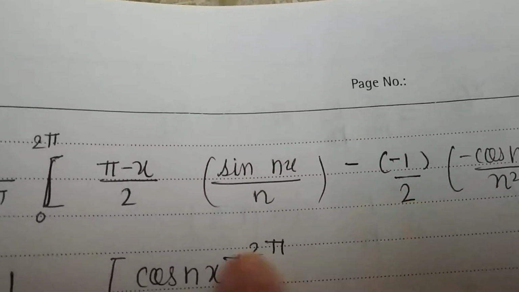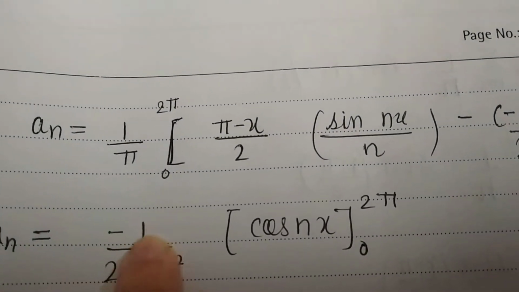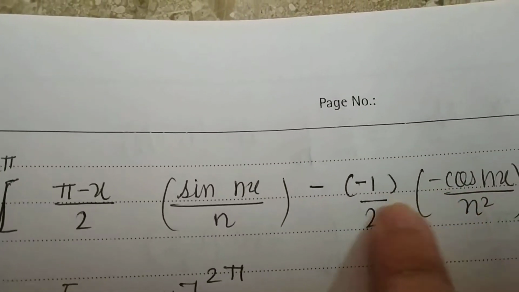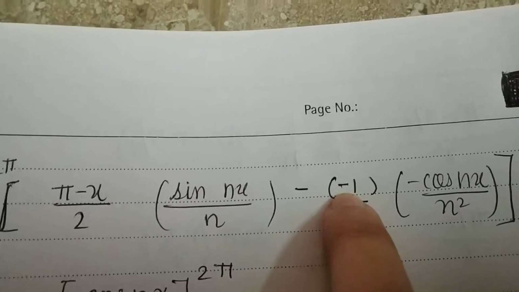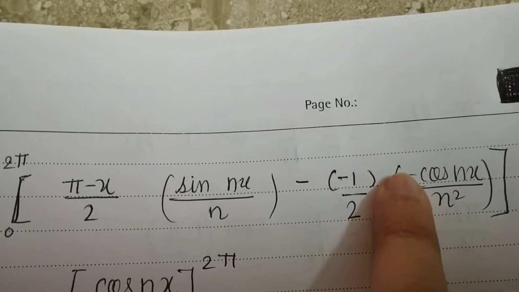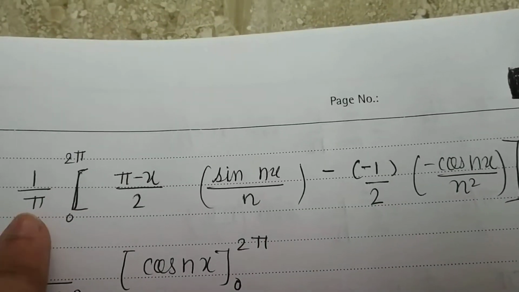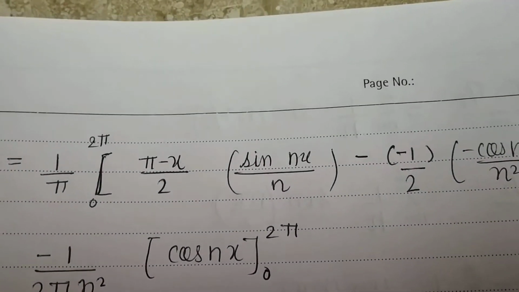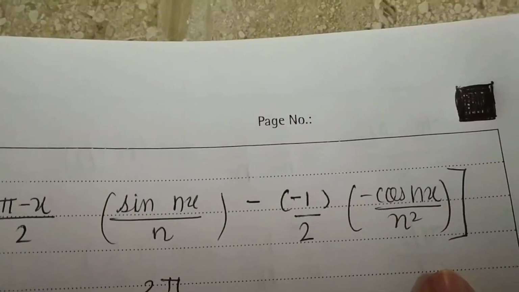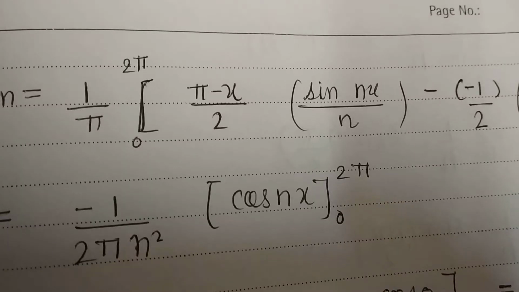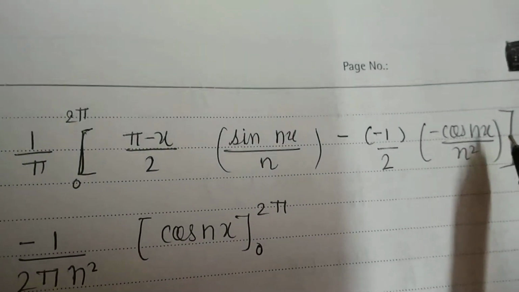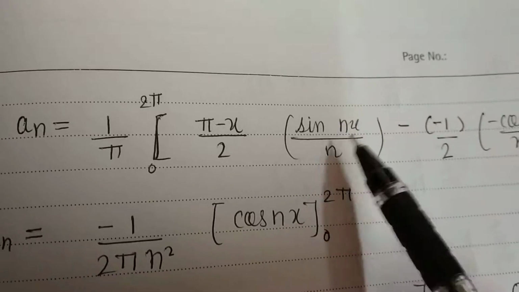Let us go to this. Now we take 2 outside, that becomes minus 1 by 2 pi n square. Because here there are 3 minus signs. Minus into minus is plus. Plus into minus is again minus. And this is pi, you take out 2n square. So that will be minus 1 by 2 pi n square. And now the remaining part is cos nx. The limits are from 0 to 2 pi.